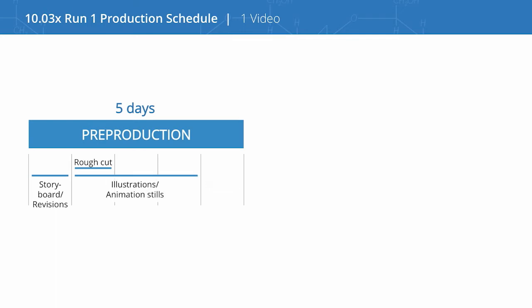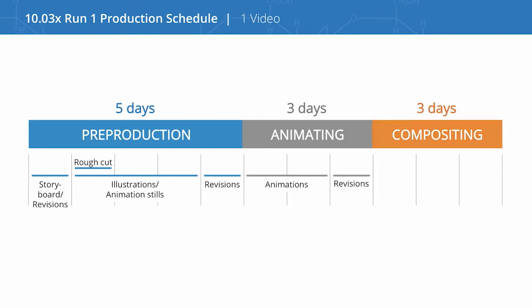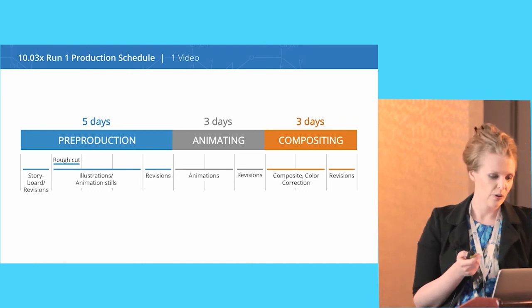1 day for the editor to create the rough cut. 3 days for me to create illustrations and animation stills. And then 1 day for me to make revisions to those illustrations and animation stills. Then 3 days of animating, with 2 days to create the animations and 1 day to make revisions. And 3 days for compositing, with 2 days to create the composite and make revisions such as color correction, and then 1 day to make revisions based on the instructor's feedback. So about 11 days total per video.